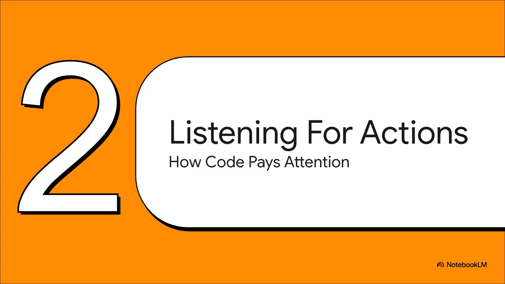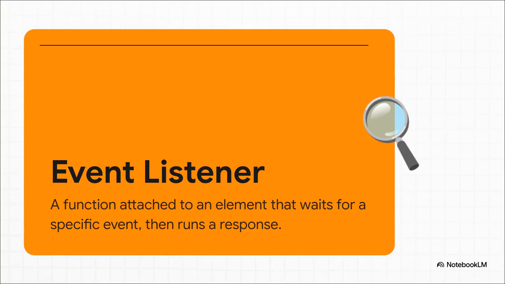So if the browser is broadcasting all these event signals, how does our code actually catch them? Let's take a look at how we get our code to pay attention. This right here is where we give our web page an ear to listen with. Seriously, an event listener is just a function that we tell to stick to a specific element on the page. It just sits there patiently waiting for one particular event, like a click, and the moment it hears it, it fires off and does its job.